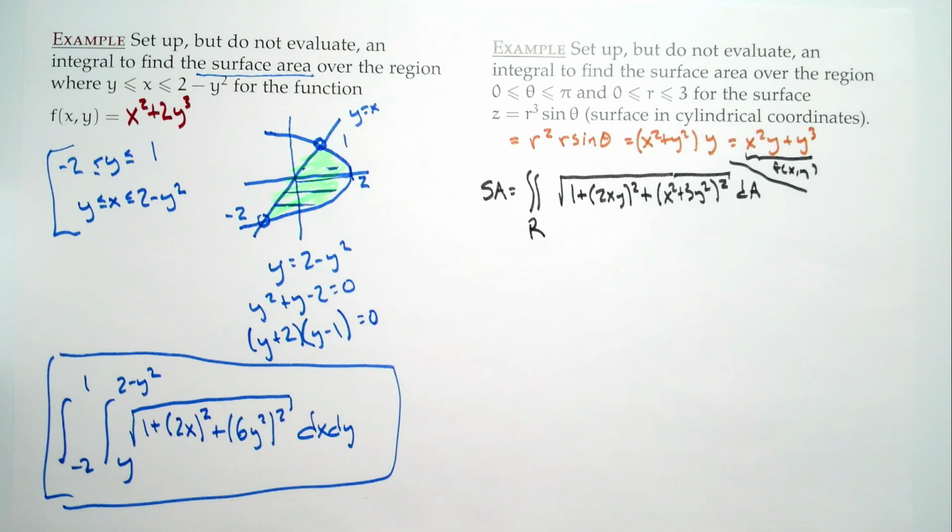Now we have two choices. One choice is we can keep it in Cartesian and put our region into Cartesian, because right now it's in polar. The second choice is we can swap back and say, let's put our function back into polar. Which one do you prefer? Put our region in terms of Cartesian? Okay. So let's talk about our region.